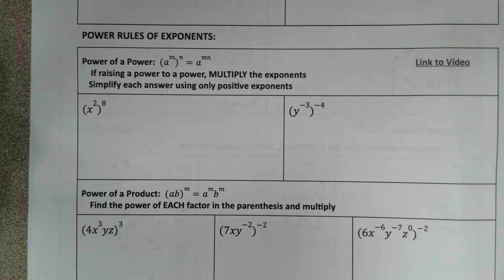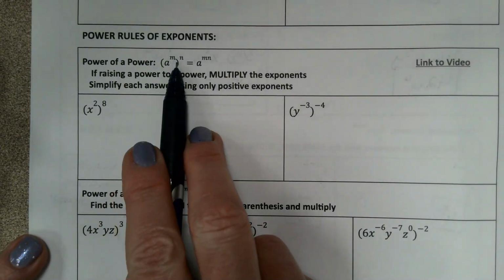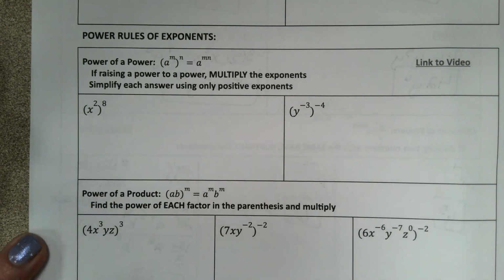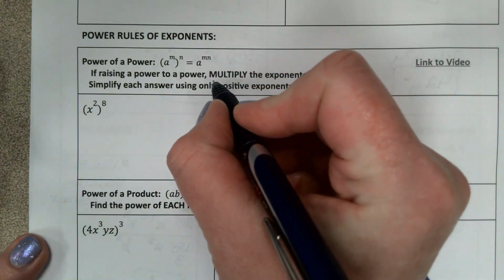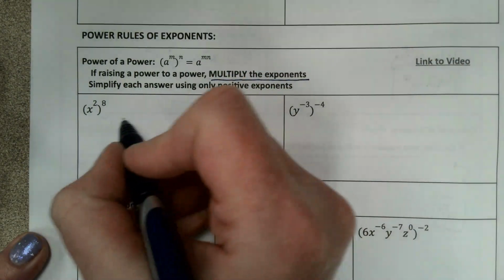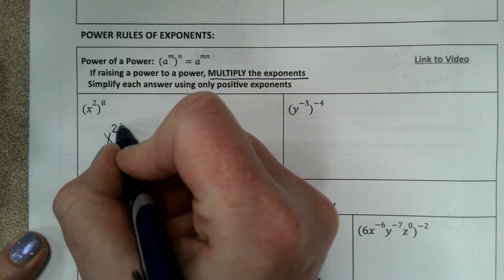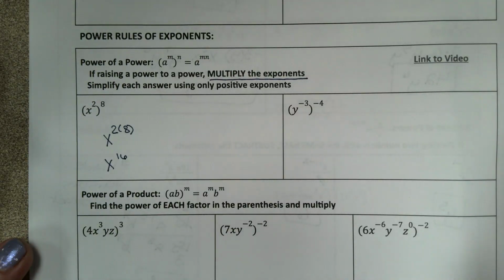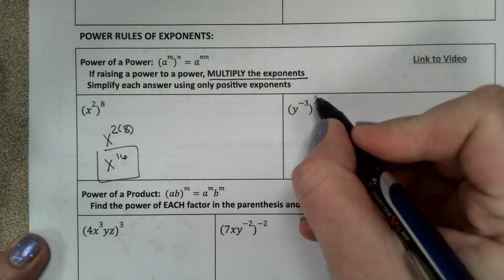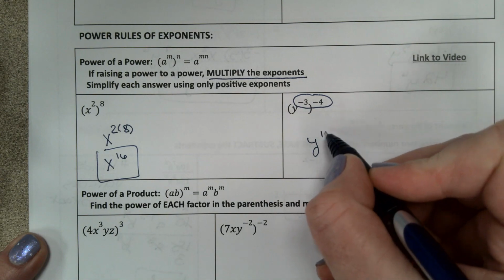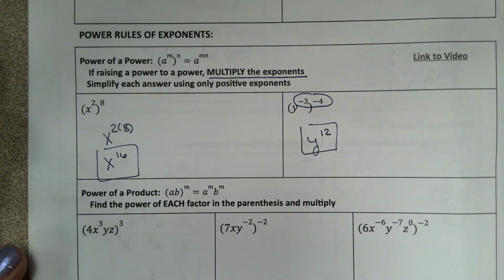All right, so now we have a couple of power rules coming up. So we have a power to a power. A power to a power means that you have something in parentheses raised to an exponent, and then that is also raised to an exponent. The rule here says that you multiply these exponents together. So that means that you have x to the 2 times 8 power, which gives you x to the 16. Here, when you have a negative times a negative, that gives you a positive 12. You multiply those exponents.